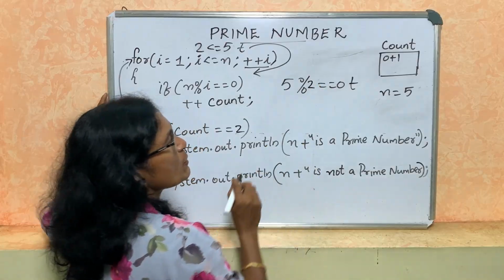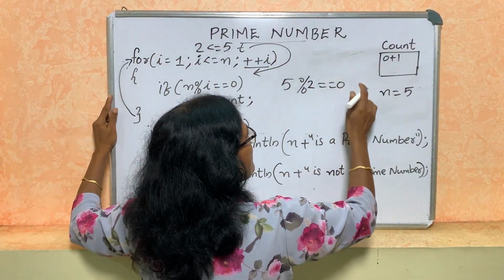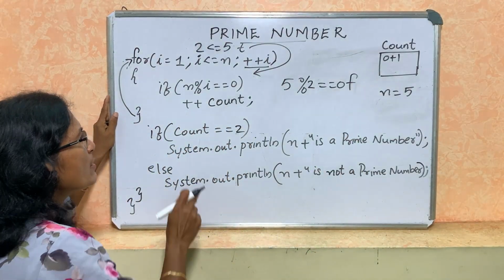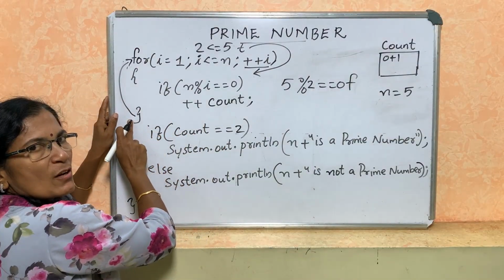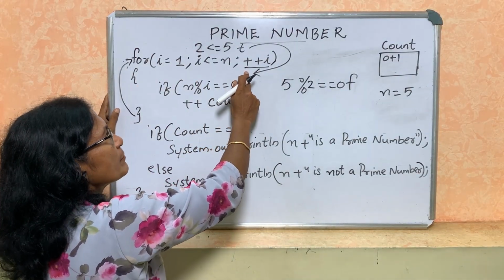5 modulus 2 equal to 0? No. The test expression is evaluated to false. The condition is false, so 2 is not a factor of 5. Count will not be incremented. As the closing of the for loop's body is reached, control returns back to the updation statement.